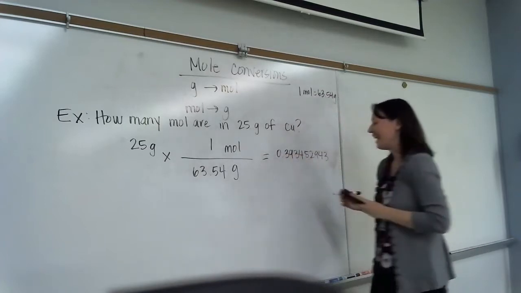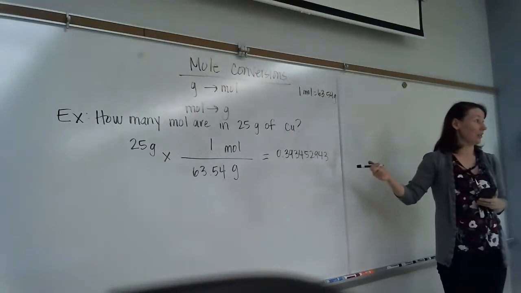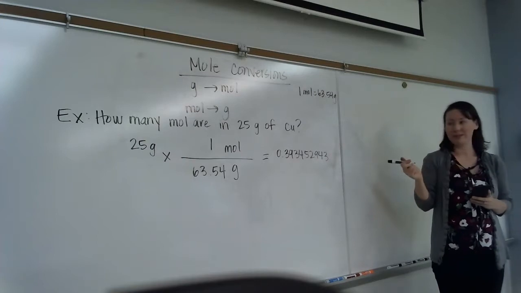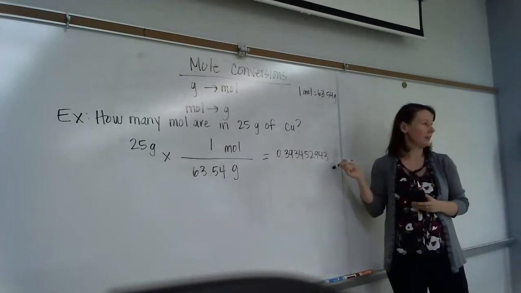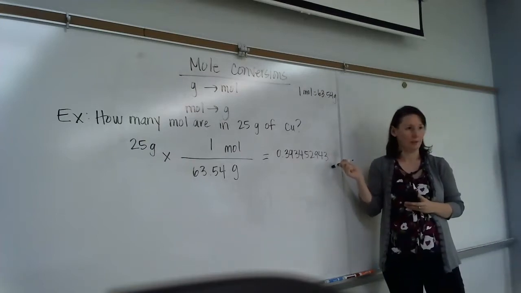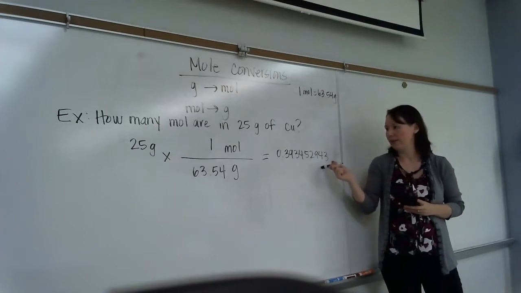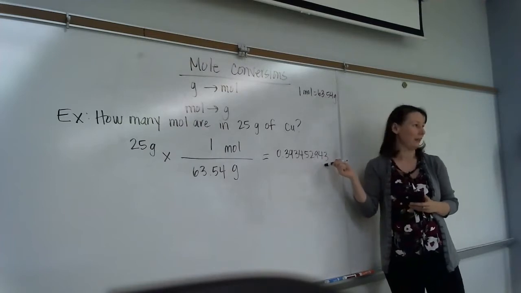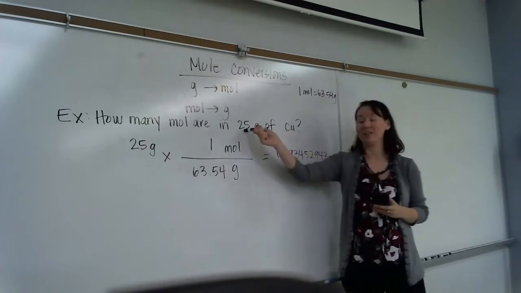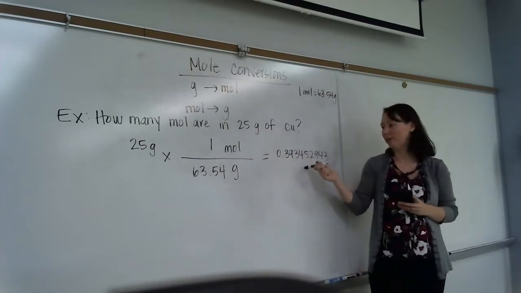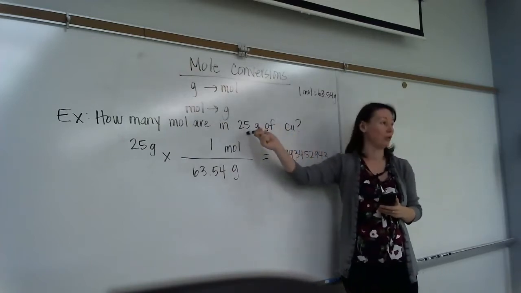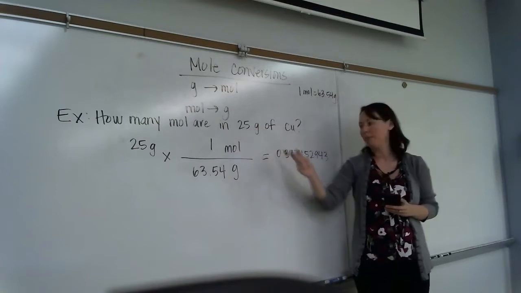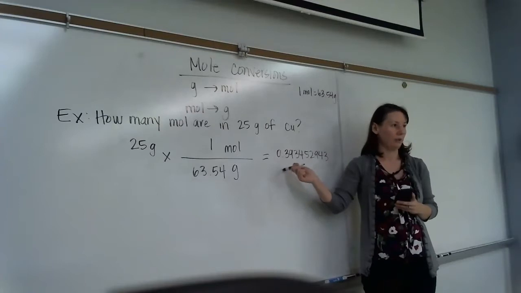0.393452943. Can't tell you the number of students who would write that as their answer on a test and just leave it like that. This is wrong for a lot of reasons. Number one, it doesn't have units. You need to always have a unit with your answer. Number two, this number has 1, 2, 3, 4, 5, 6, 7, 8, 9 sig figs. My original number only had 2. You can't have a calculated value that is more accurate than the number you began with. So if this number only has 2 significant figures, my final answer can also only have 2 significant figures.